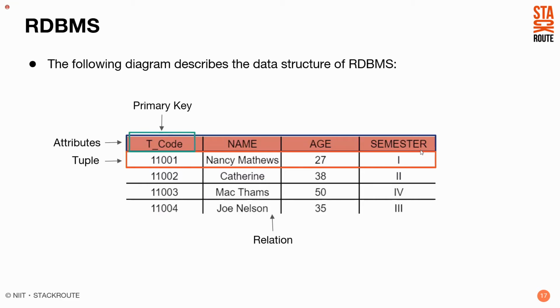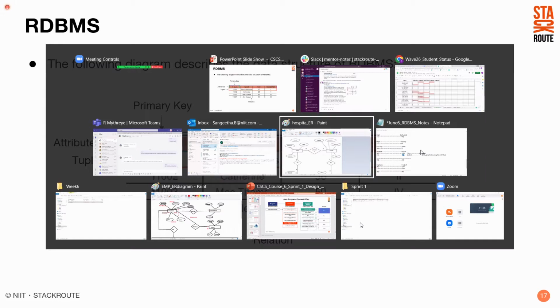The word relation means table. You will be having a database. In a database, you have a table with a unique name. One database will have many tables. How are tables created? Create table.